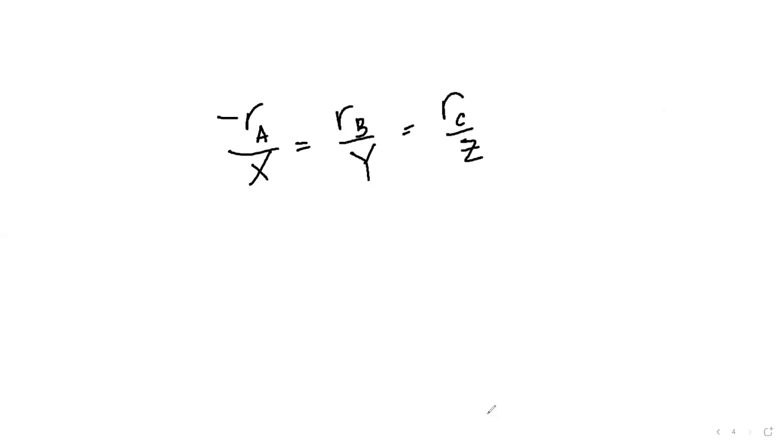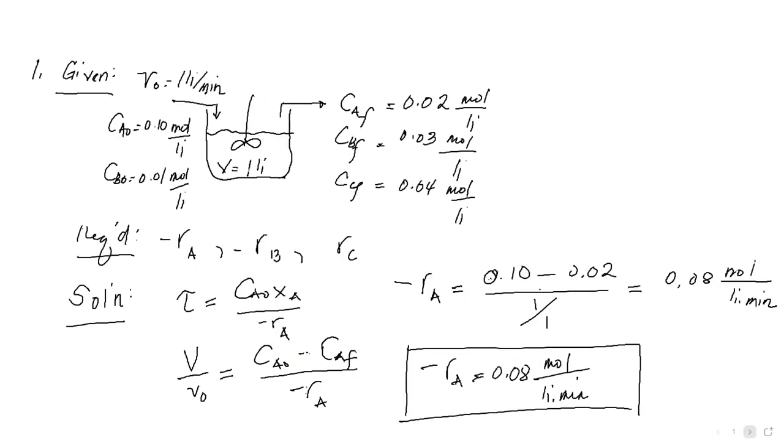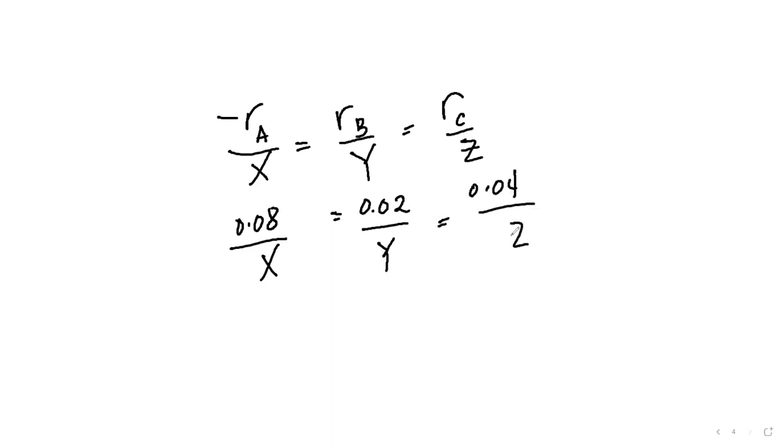Okay, now I will use the values that we got. So we'll have A is 0.08 and B is 0.02, 0.04. So this is 0.08 over X, 0.02 over Y, and you have 0.04 over Z.